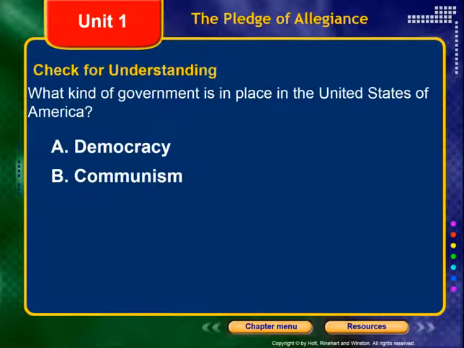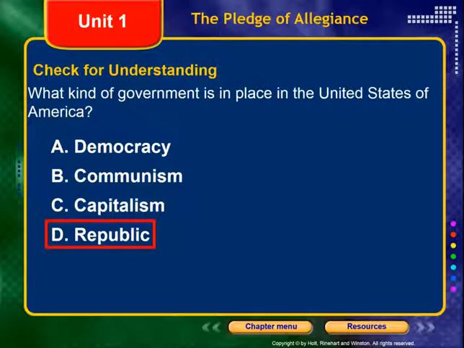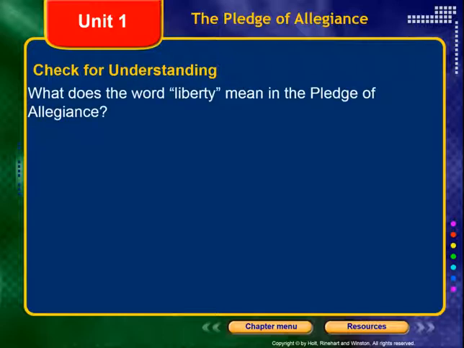So, how are we doing so far? What kind of government is in place in the United States of America? Is it a democracy, a communism, capitalism, or a republic? It is a republic. For those of you who thought it was capitalist, that's the type of market economy we have, not the type of government.